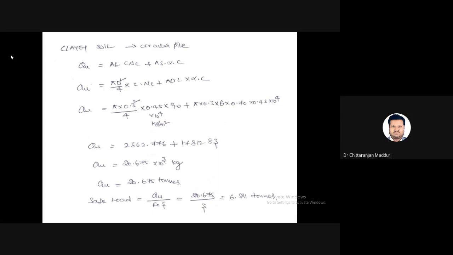So the ultimate load carrying capacity is equal to 20.675 tons. Safe load is equal to ultimate load carrying capacity divided by factor of safety. It is equal to 6.891 tons.